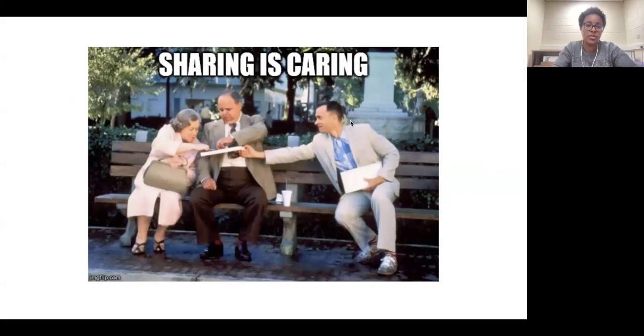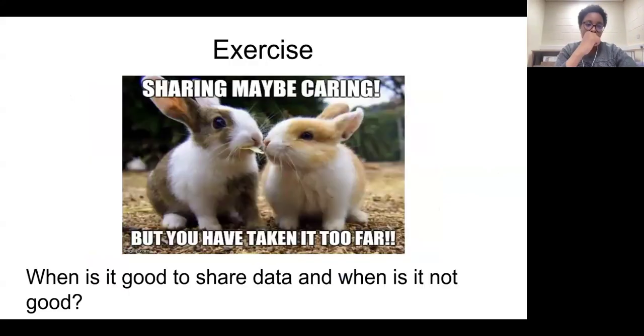So we're talking about open. It's important to be open. Yes, we want to share with people. Our data has to allow universal participation. Sharing is caring. But when are we taking it too far? I always love asking this question.